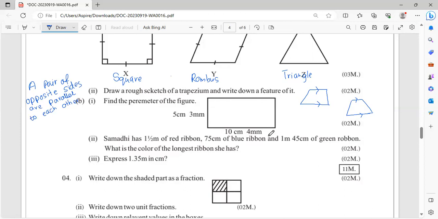Then it is a rectangle, no? What is meant by perimeter? Perimeter means total outer length.